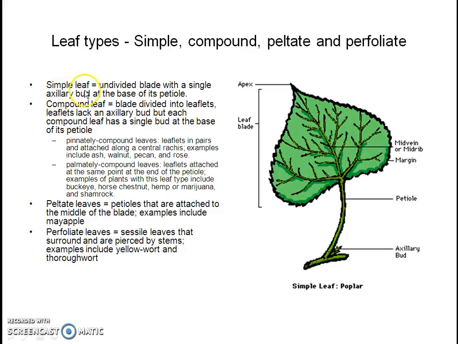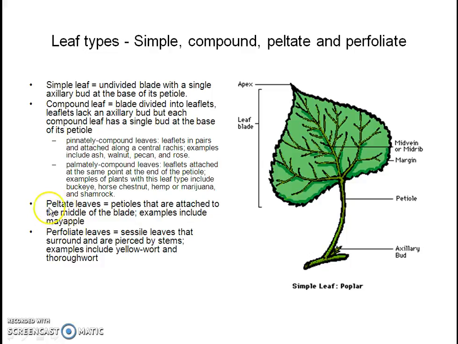A simple leaf is an undivided blade with a single axillary bud at the base of its petiole. A compound leaf is defined as a blade divided into leaflets which lack an axillary bud, but each compound leaf has a single bud at the base of its petiole. Compound leaves are also divided into pinnately compound leaves and palmately compound leaves.